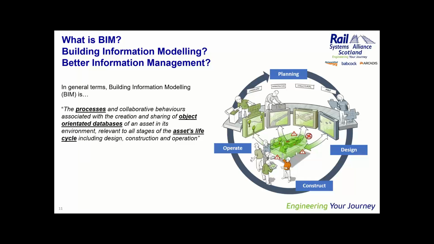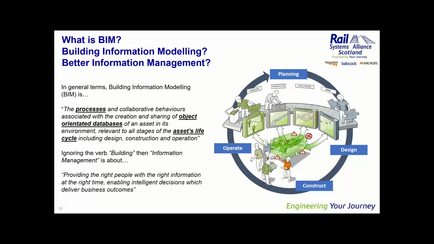BIM is the integrated information management processes adopted by the whole project team to achieve the project deliverables. And a project information model, a PIM, is the entire collection of project information, graphical, non-graphical, geometric, and data from a project. BIM is about providing the right people with the right information at the right time and enabling intelligent decisions to deliver the business outcomes.